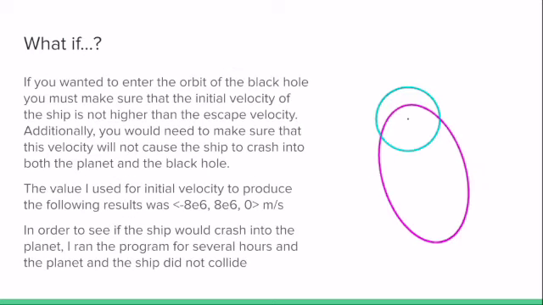If you wanted to enter the orbit of the black hole, you must make sure that the initial velocity is not higher than the escape velocity. Additionally, you would need to make sure that the velocity will not cause the ship to crash into both the planet and the black hole. The value I used for the initial velocity to produce the following result is seen.